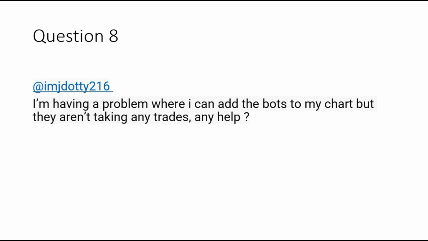Question number 8. I have a problem where I can add the bots to my chart, but they aren't taking any trades, any help? So I suggest that you first try to compile that expert advisor, because you want it to make your trades. And when you test that, I'm sure that in that case you see that the compiling process is finished and there are no mistakes. So the expert advisor is working.